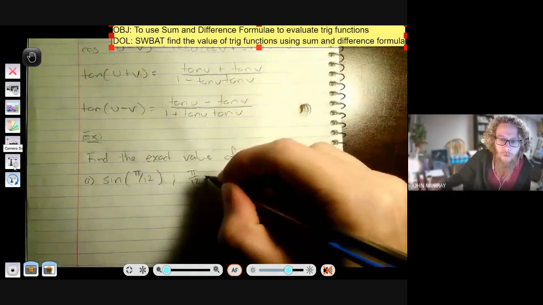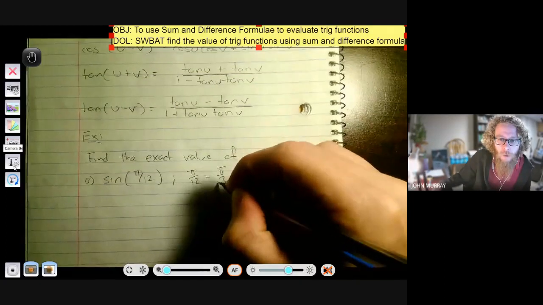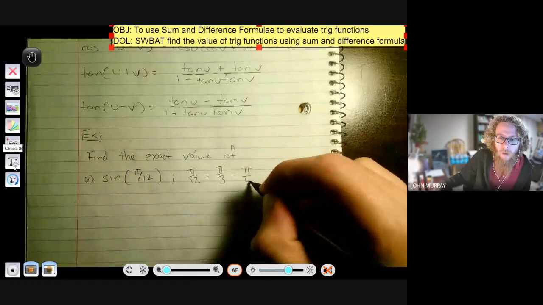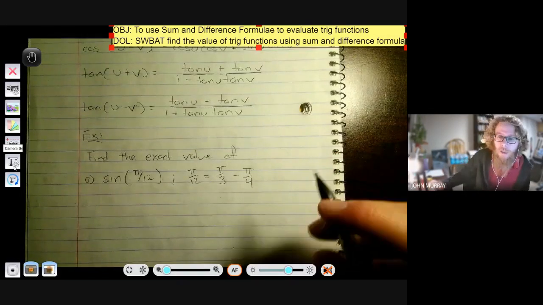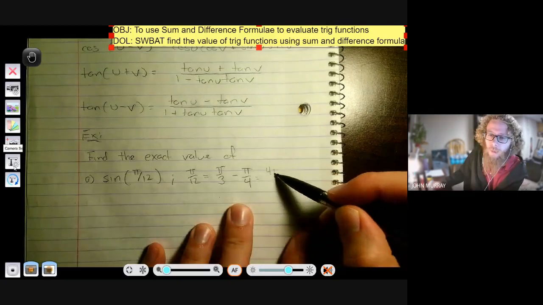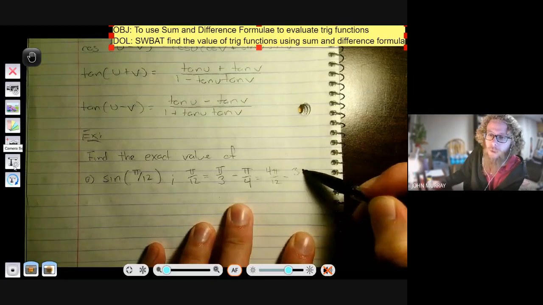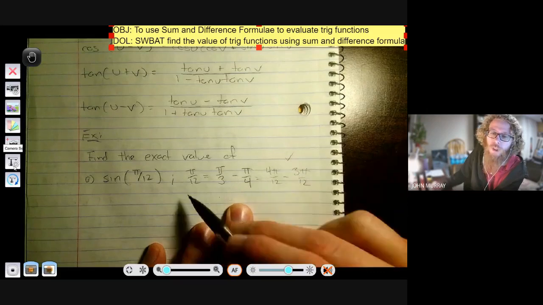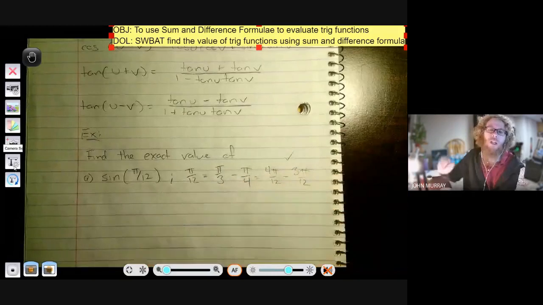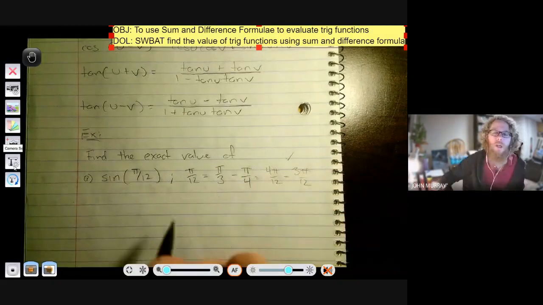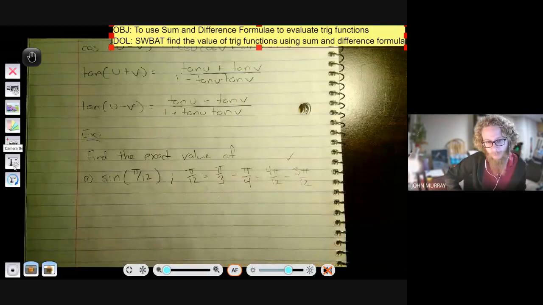So I can say that pi over 12 is the same as pi over 3 minus pi over 4. Right? If we find the common denominator, that would become 4 pi over 12 minus 3 pi over 12, which gives me pi over 12. Right? So it's a little hard to recognize that right away. It might take you some trial and error to find a combination here. When we are in degrees, and I'll show you an example with that, you'll see why it's a little easier.